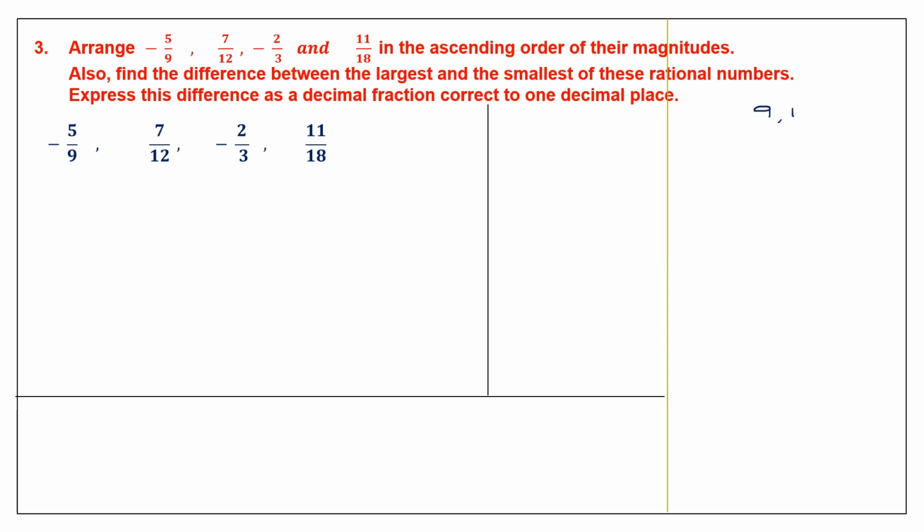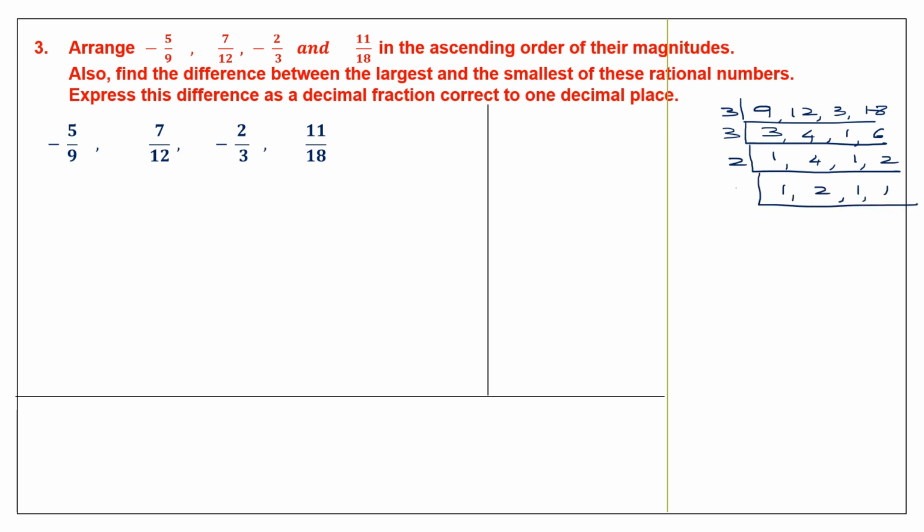So 9, 12, 3 and 18. Let's get the LCM. You can begin with 3. 3 threes are 9, 3 fours are 12, 3 ones are 3, 3 sixes are 18. Continue with 3, 1, 4, 1 and 2. Now let's go on to 2, 1, 2, 1 and 1. And finally we have 1 each here. So now what is the LCM? LCM is 3 into 3 into 2 into 2. 3 threes are 9, 9 twos are 18, 18 twos are 36. Okay, so now the LCM is 36.